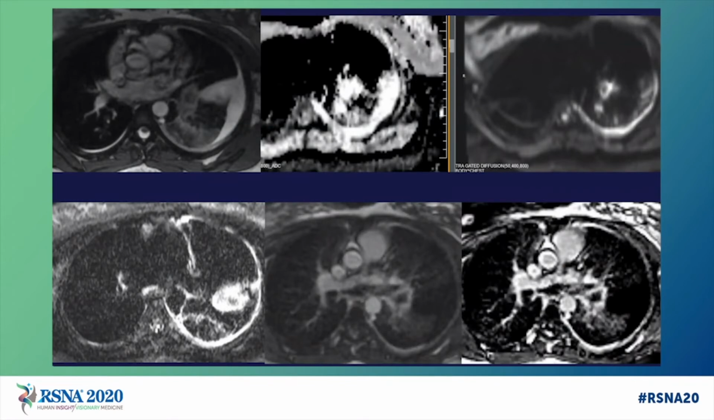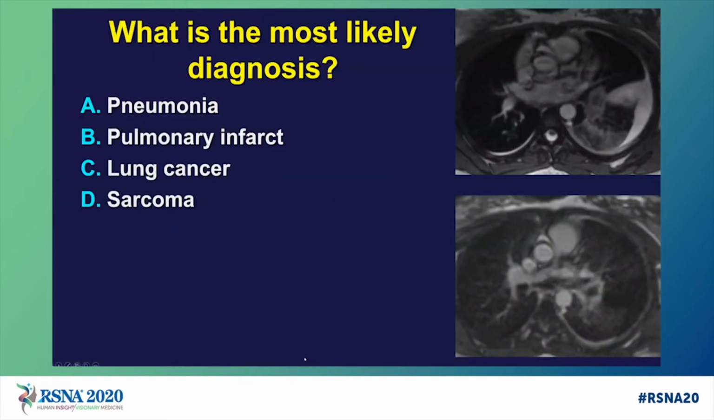Sometimes looking at the lung parenchyma can be useful as well on MR, whether the study is performed for evaluation of the lung parenchyma or more commonly because the lung parenchyma is included on the study. Here you can see there's a quite bright T2 parenchymal consolidation. And the question arises, what does this represent? Is this a pneumonia, a pulmonary infarct, lung cancer, or sarcoma?